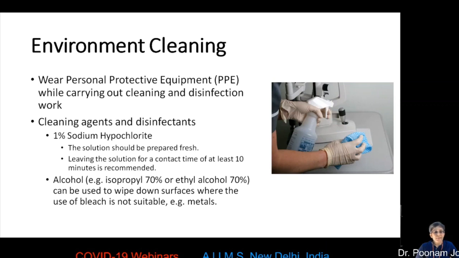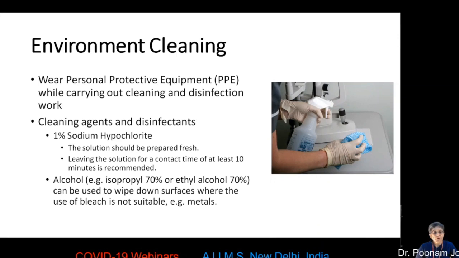Cleaning agents and disinfectants like 1% sodium hypochlorite solution can be prepared. Usually we have 5% sodium hypochlorite solution available. This can be reduced to the strength of 1% by diluting 200 ml of sodium hypochlorite with 800 ml of water. The solution should be prepared fresh. If you are using a long-standing solution, it is likely to lose its potency. So ensure that the solution is freshly prepared, and it should be covered. Otherwise, there would be escape of chlorine gas, making the sodium hypochlorite solution ineffective.